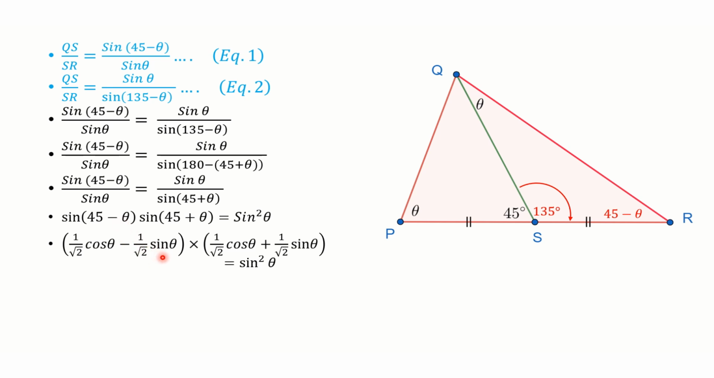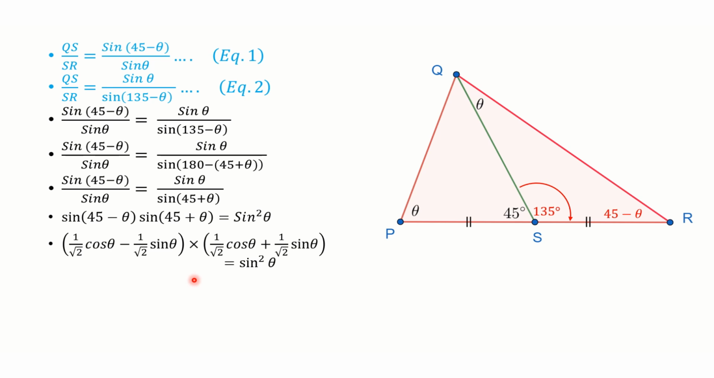theta. Similarly, sin 45 plus theta will be the same, that is sin A cos B plus cos A sin B. Only difference I will have, in place of minus I will have plus. So, this is sin A, that is sin 45 is 1 by root 2 times cos B, that is B is theta. So, cos theta plus cos A, that is cos 45 is 1 by root 2 into sin B, that is sin theta, and this is equal to sin square theta.